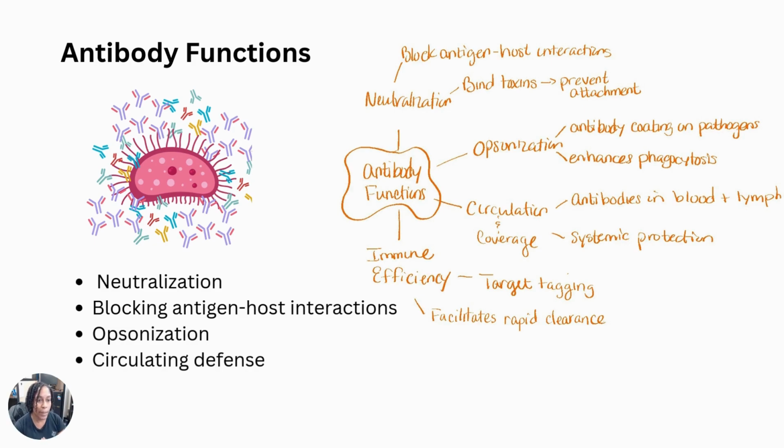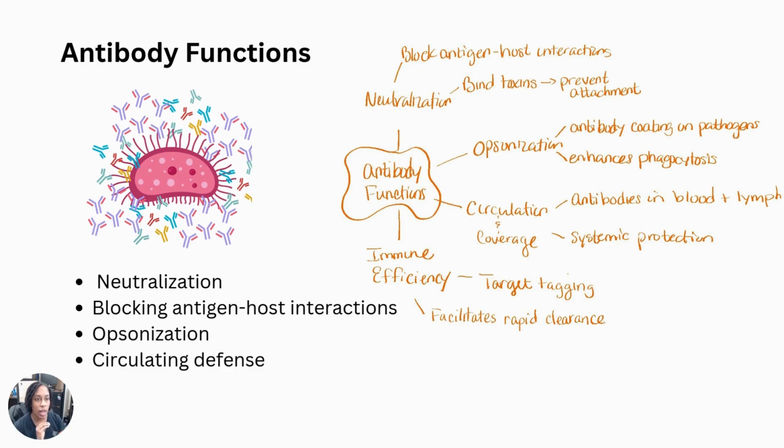Our next major topic is antibody function. Stemming from this, we have four branches: neutralization, branch number one; branch number two, opsonization; number three, circulation and coverage; and number four, immune efficiency. So antibodies neutralize toxins. They block pathogens from attaching to host cells and opsonize invaders, making them easier to engulf. So right there, we have our two branches covered: neutralization, opsonization.